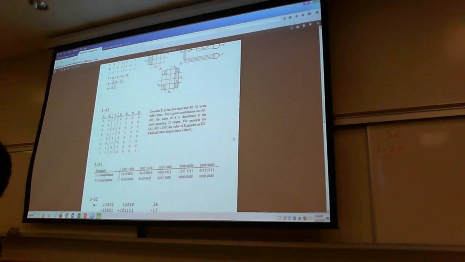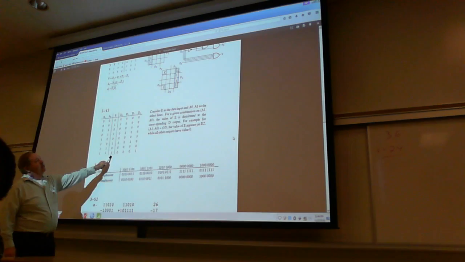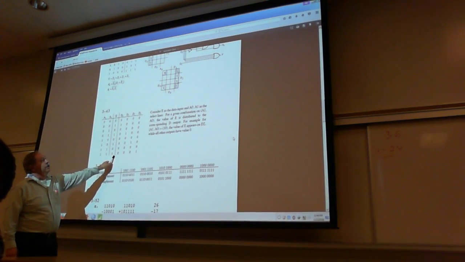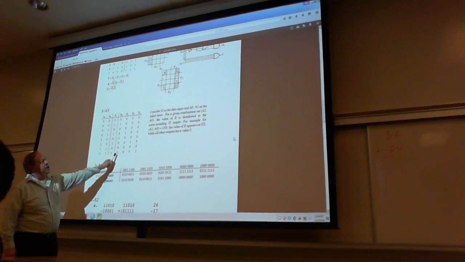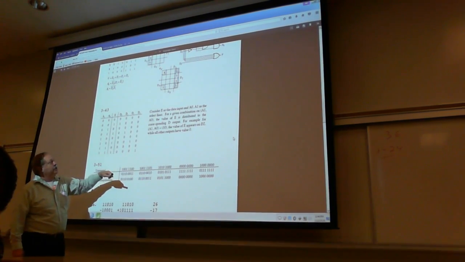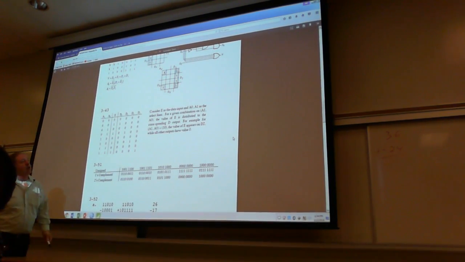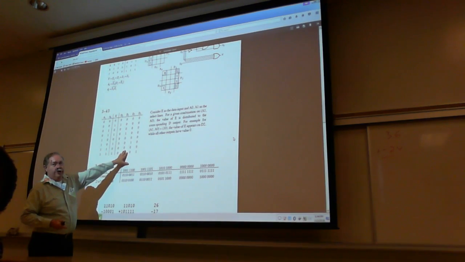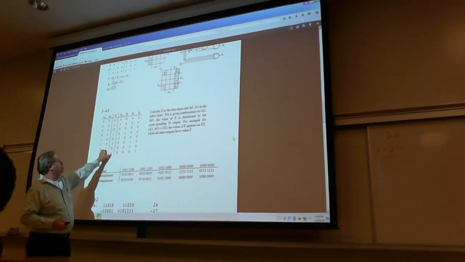343. Consider D as the data input. So D is our input, and A0, A1 as our selects. For any combination of A0, A1, and E, the value E is distributed to corresponding outputs D0 to 3. Right. So the question then becomes, how do you determine your D outputs based upon this input set?